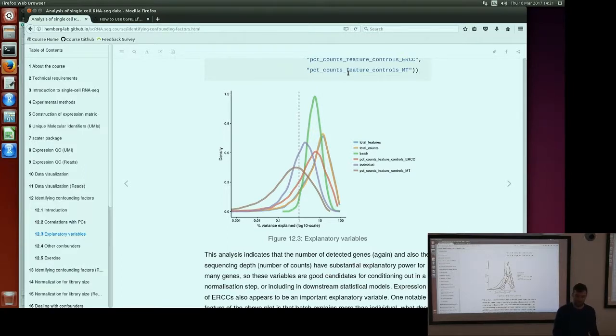Then for something like the percentage of counts coming from mitochondrial genes, that's much lower. So that mode is centered at less than 1%.